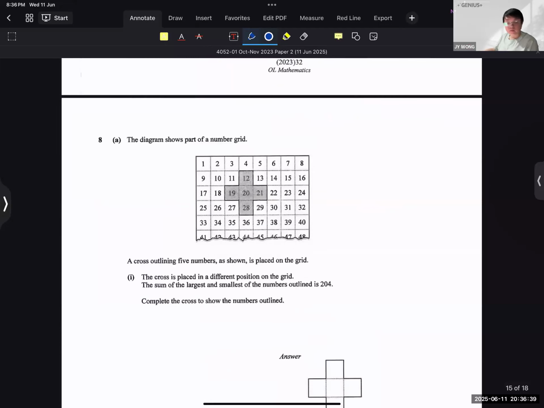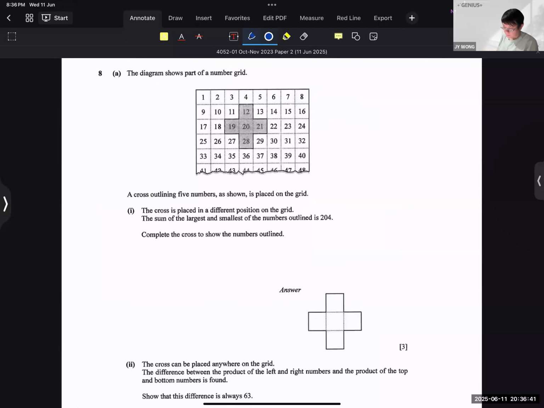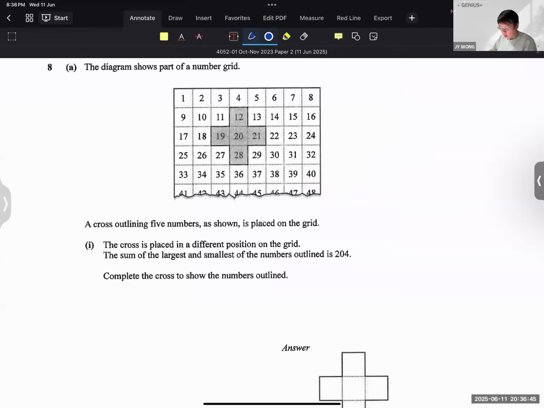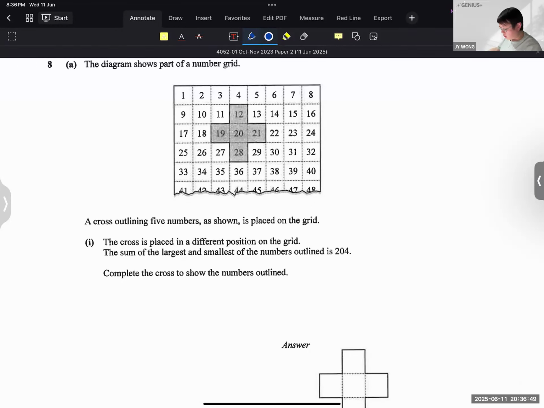Question 8. A cross outlining 5 numbers as shown is placed on the grid. So what do you notice?